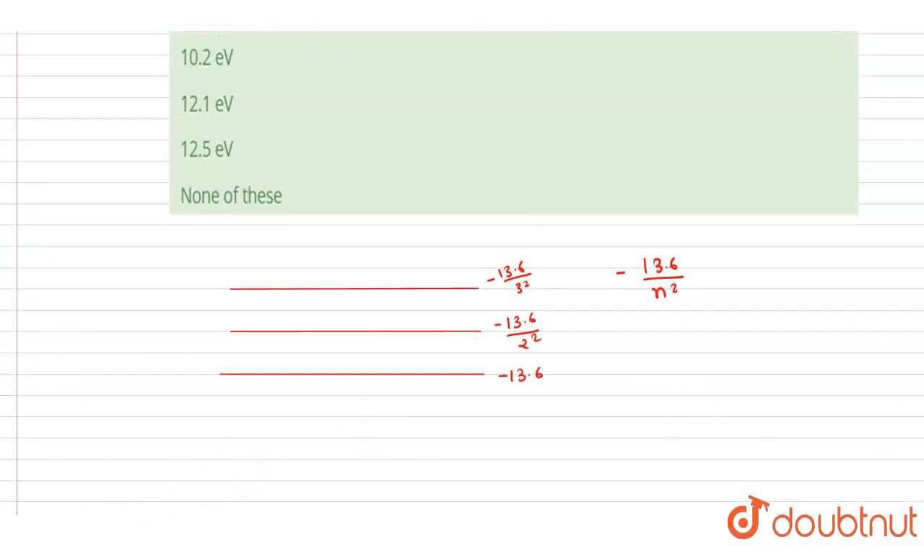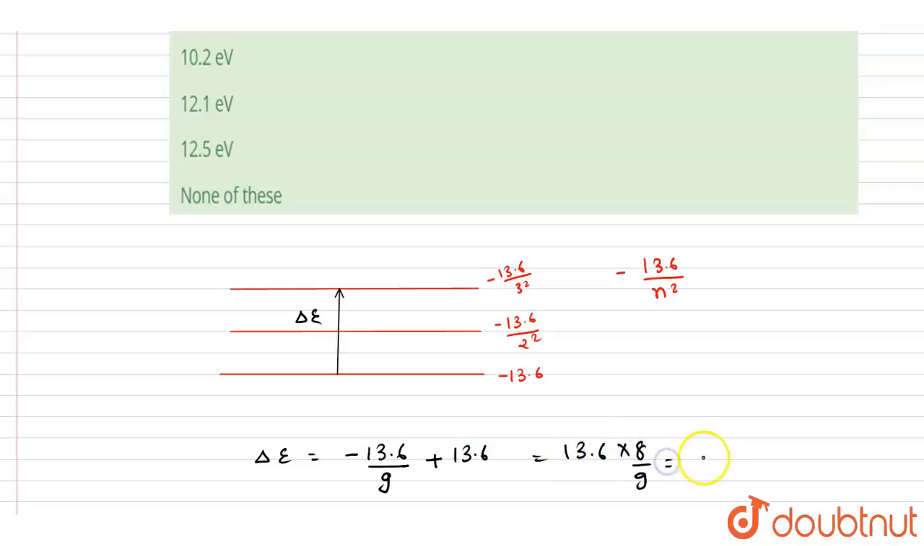So how much energy is given to the electron to jump from the first to the third shell, from here to here? You can already see the energy difference. If I write down the energy, delta E is equal to final minus initial. So finally it has this much energy, minus minus becomes plus. So you can write this as 13.6 into 8 by 9, which equals 12.1 electron volt, and this is the answer to this question.